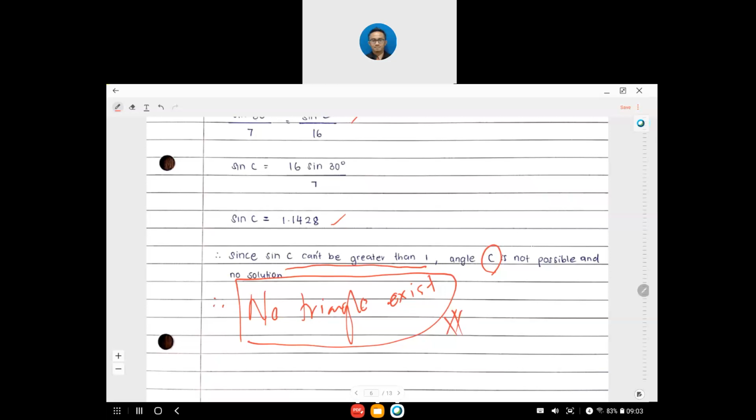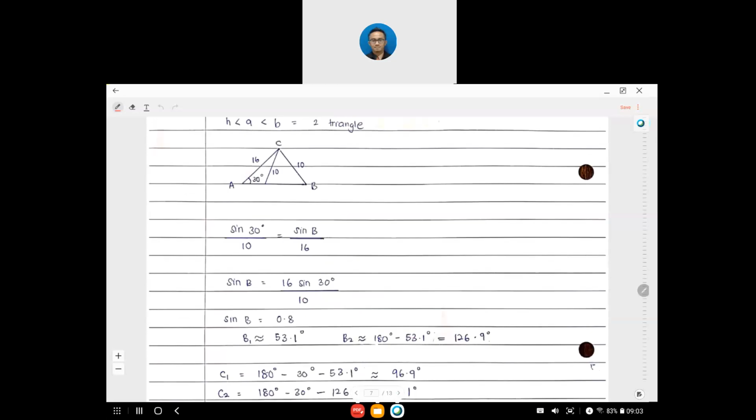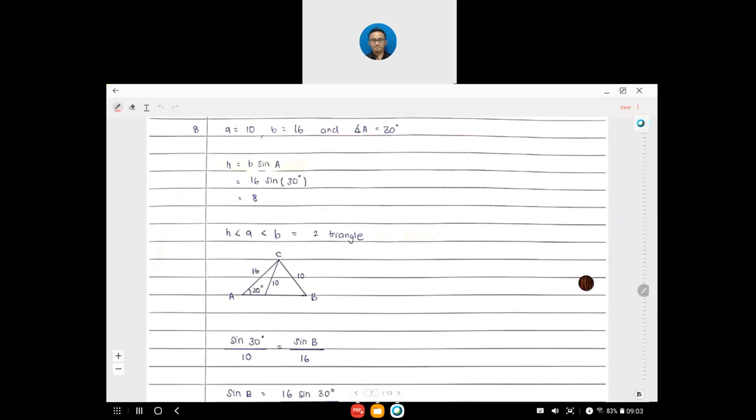Now looks on question 8. Okay, question 8 pun sama juga. In the triangle ABC, you have A equal to 10, B equal to 16, and the angle of A equal to 30 degree. How many distinct triangles can be drawn given this measurement? Explain why, then solve the triangle. Okay, so this one also same thing.